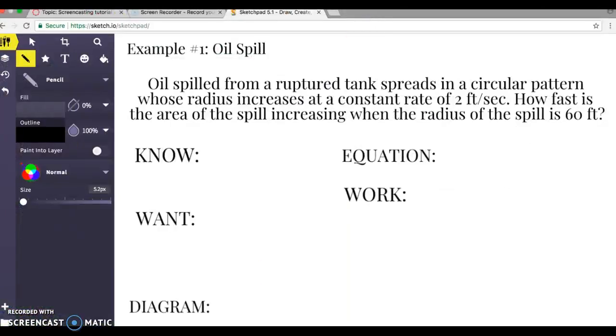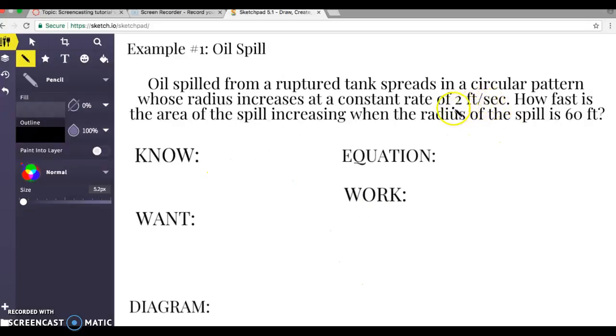So the first example is an oil spill, and it states: oil spilled from a ruptured tank spreads in a circular pattern whose radius increases at a constant rate of 2 feet per second. How fast is the area of the spill increasing when the radius of the spill is 60 feet? Alright, so I like to set it up into 5 sections: known, want, diagram, equation, and work. It just helps keep all the information organized and in place.